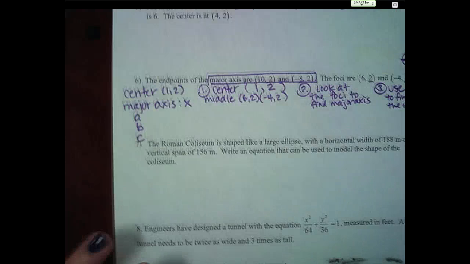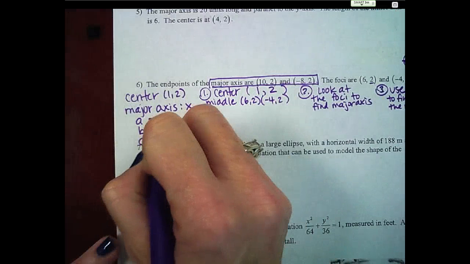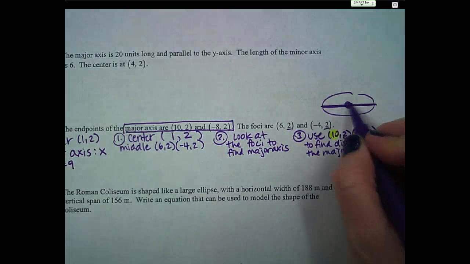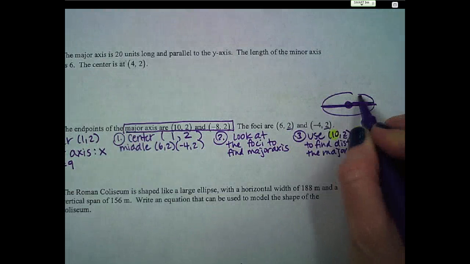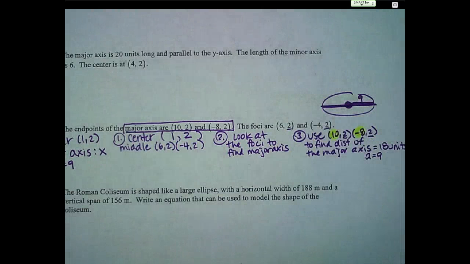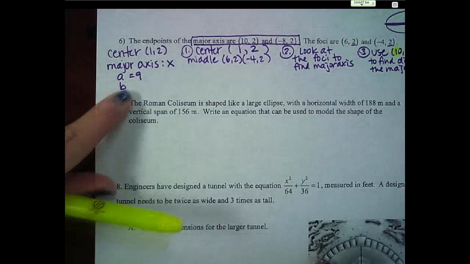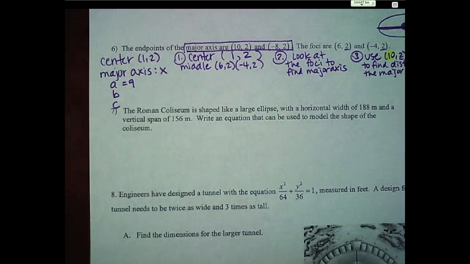Okay? So A is 9. Because remember, A is the distance from the center to the major. So this is 9. Right, go back to here's A. Did it give us any way to find the minor points? It gave us no information at all about them. It didn't tell us how long the minor axis was, nothing.